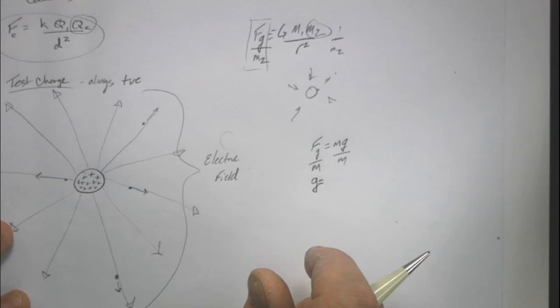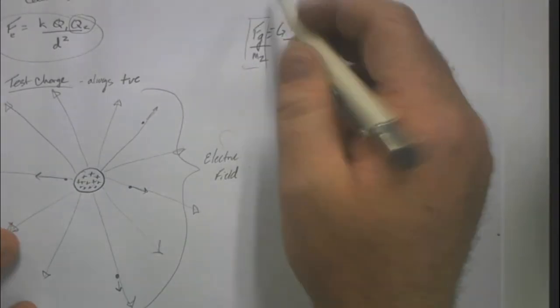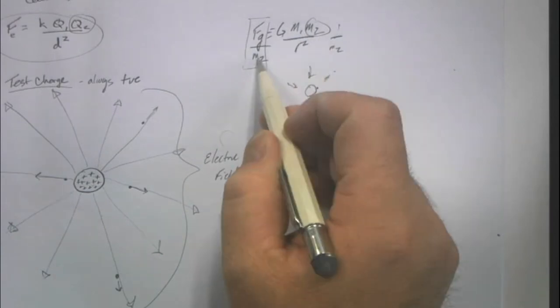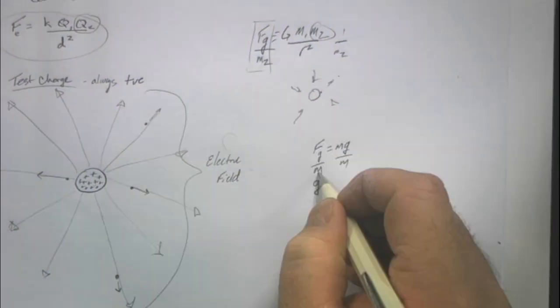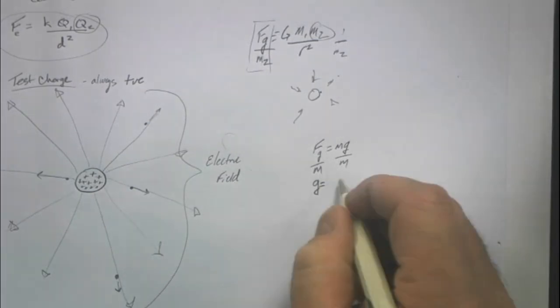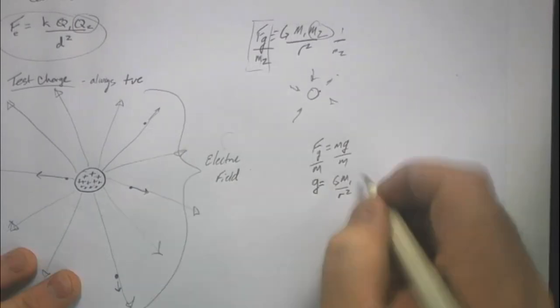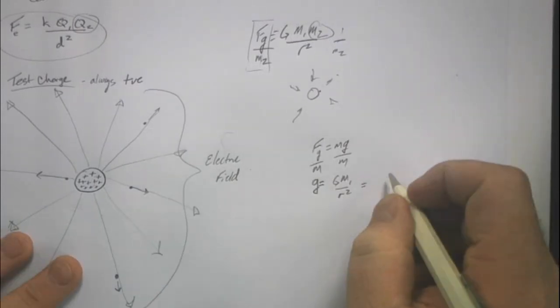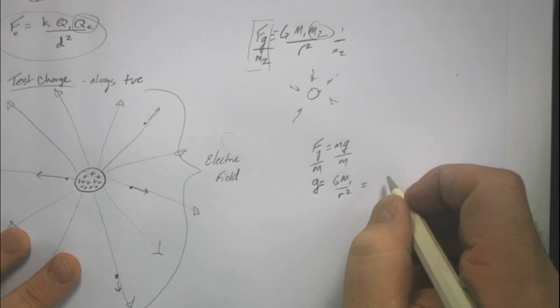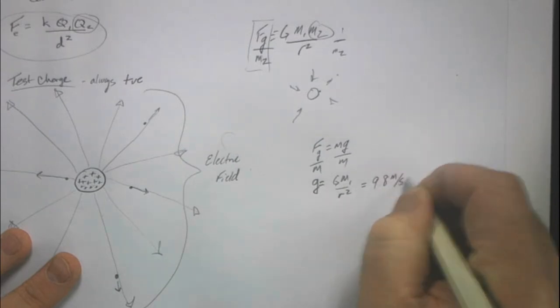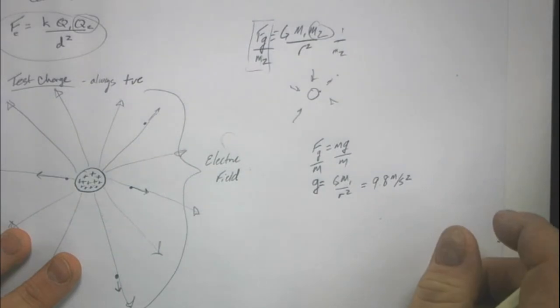Hit menu again. Okay, so we've got the same thing here. We have our force of gravity equals this. But if we divide it by our mass down here, that means that g is equal to G m1 over r squared. Or, okay, the strength of the gravitational field near the surface of the Earth is equal to 9.8 meters per second squared. Yeah? That makes sense? Okay.